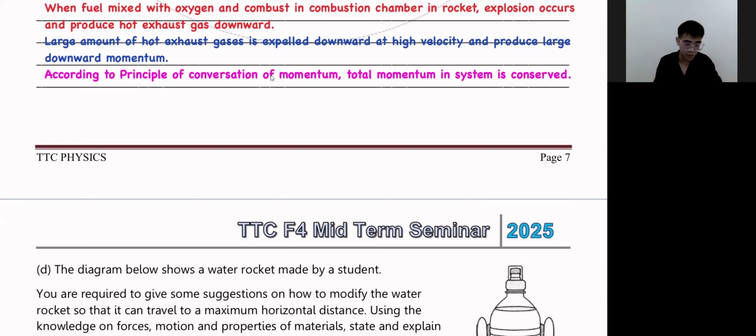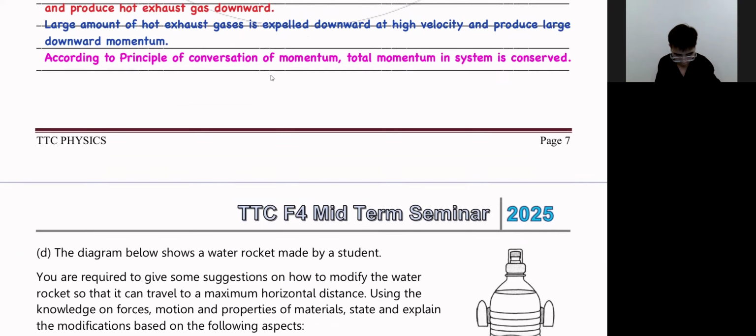According to Newton's third law of motion. So lastly, you tell, therefore, what happens? The rocket will propel, or you can use the word launch, upwards as it gained the upward momentum from the downward momentum, right?